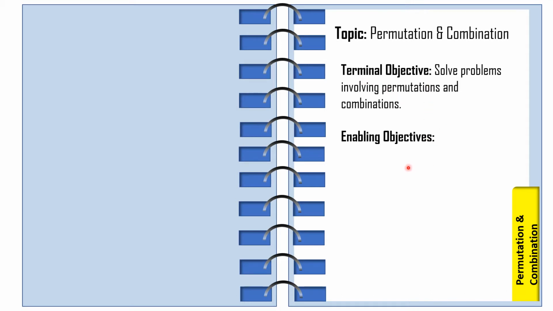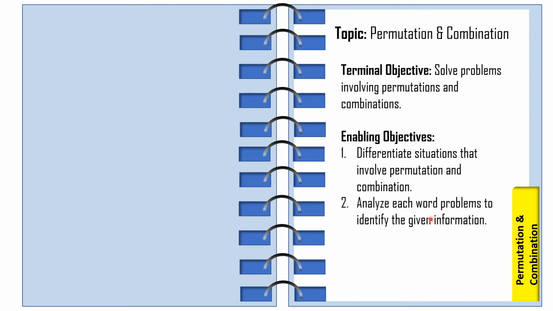So, you should be able to achieve first yung mga enabling objectives natin. So, kailangan you should ma-achieve mo muna to para makuha mo yung ating end goal. So, first is you should know how to differentiate situations that involve permutation and combination. Next is to analyze each word problems to identify the given information. And lastly is develop positive attitude towards work.